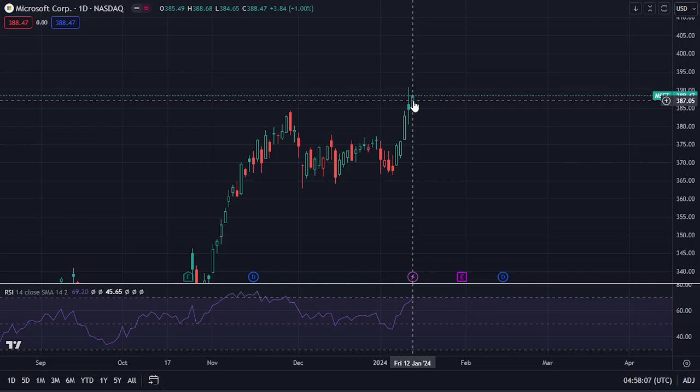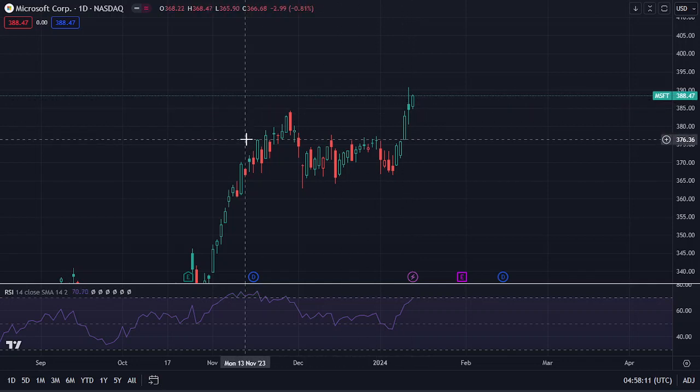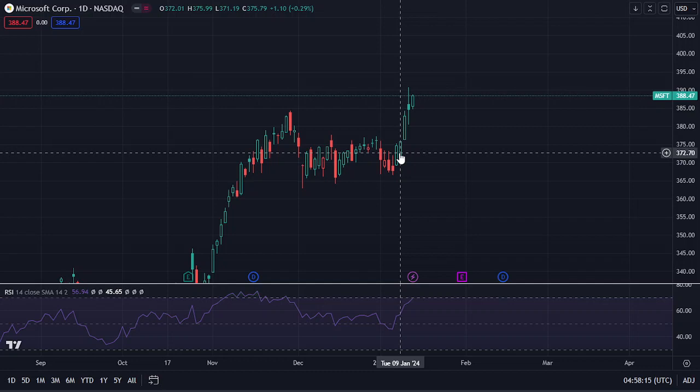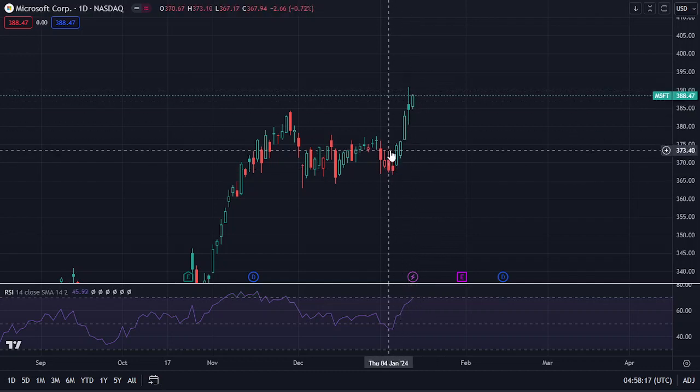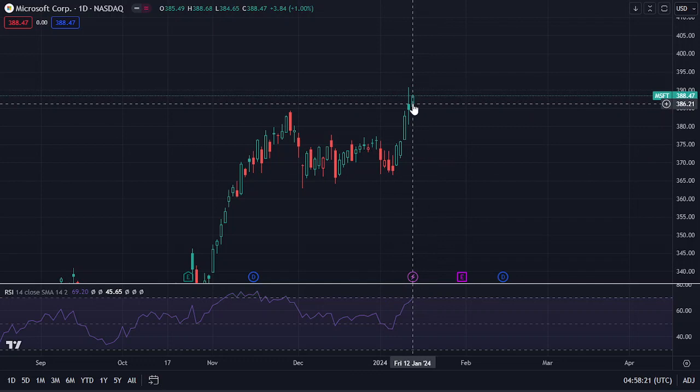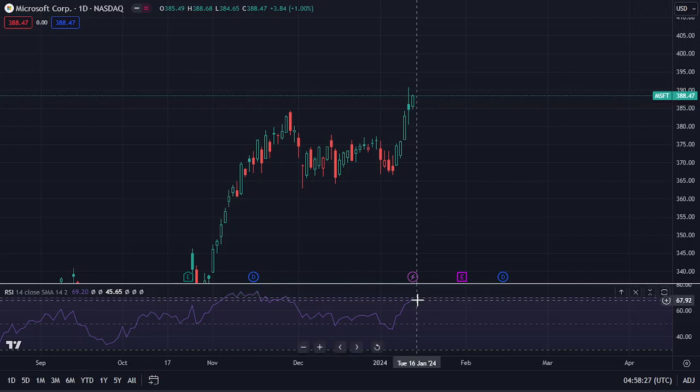You might look at this and say this is a bearish divergence. This is simply not the case. Because Microsoft is still rallying, the trend is still intact, and we're not sure where the high actually is, it wouldn't be fair to call this a bearish divergence because we don't know where the high is.